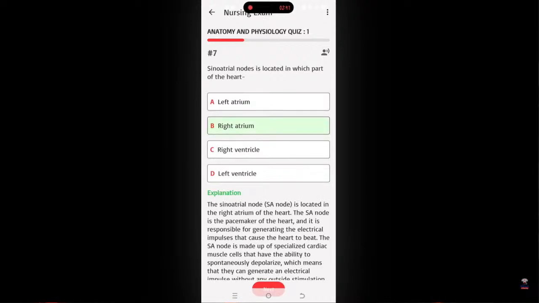Correct answer. The sinoatrial node, SA node, is located in the right atrium of the heart. The SA node is the pacemaker of the heart, and it is responsible for generating the electrical impulses that cause the heart to beat. The SA node is made up of specialized cardiac muscle cells that have the ability to spontaneously depolarize, which means that they can generate an electrical impulse without any outside stimulation.